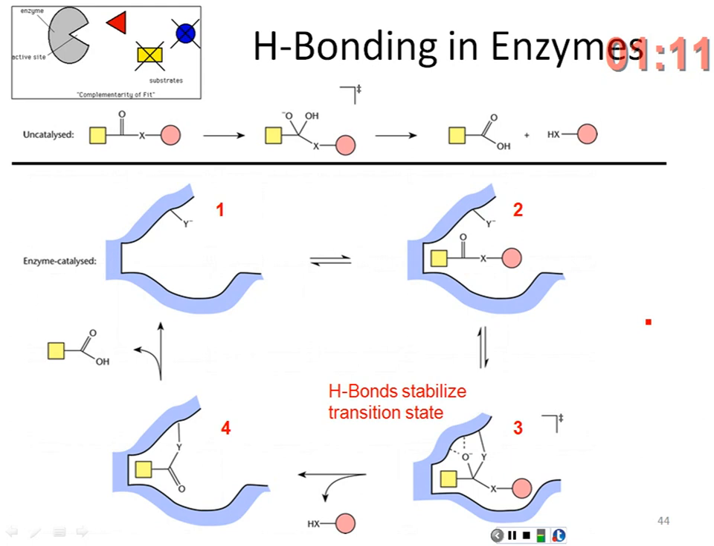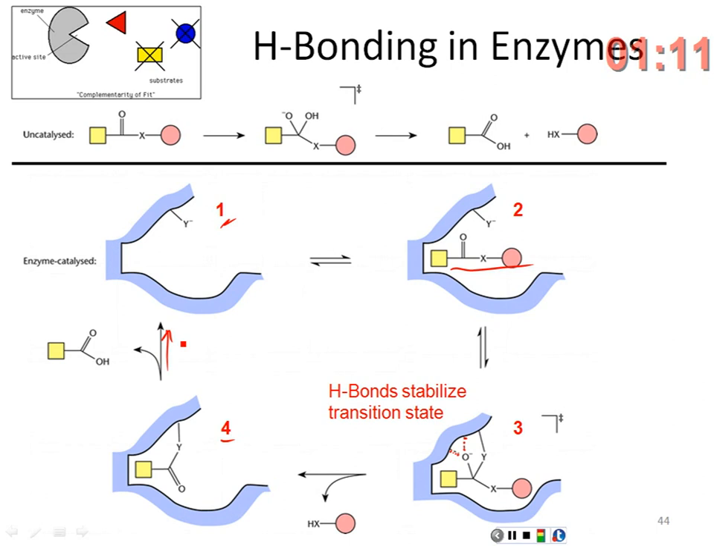So if we look at this diagram here, step 1, that's the enzyme without any substrate in it. Step 2, the substrate enters the enzyme active site. Step 3 is a transition state, but you see that these dashed lines, those represent hydrogen bonds. So they're hydrogen bonding with the transition state, stabilizing it. And then step 4, we have the reaction occurring. And then the final step, going from 4 to 1, we release the product.